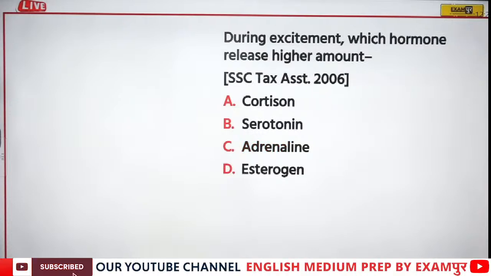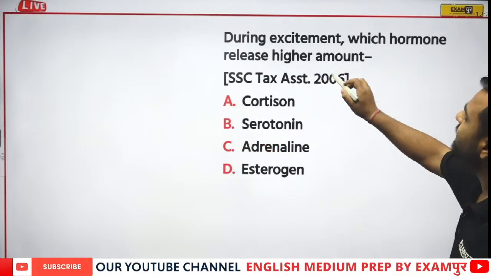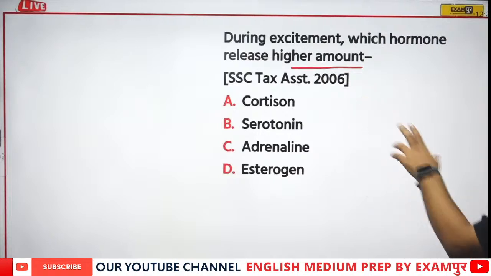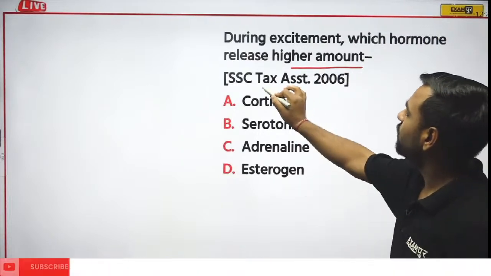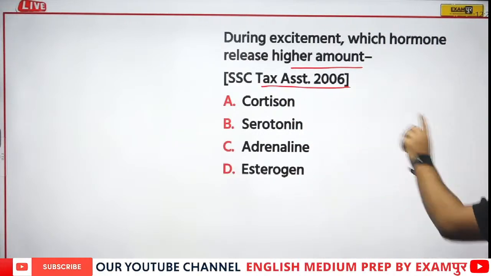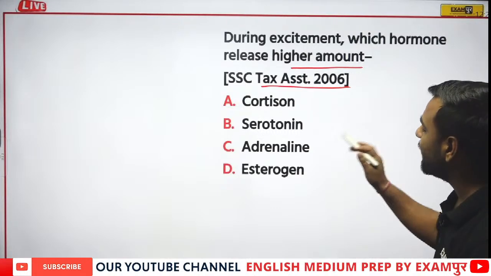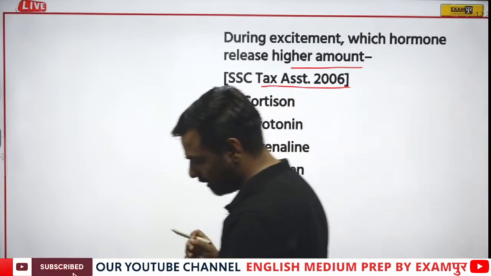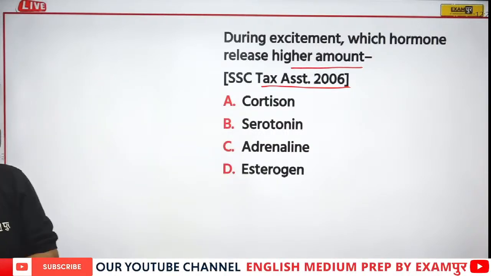Moving forward with the next question. During excitement, which hormone is released in the higher amount? I guess now you'll be able to give the answer. The question is from Tax Assistant 2006. Is it cortisol? Is it serotonin? Is it adrenaline? Or is it estrogen? What will be the correct answer?